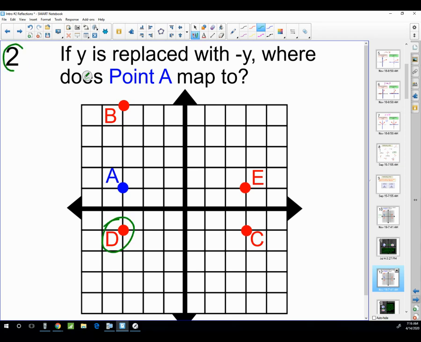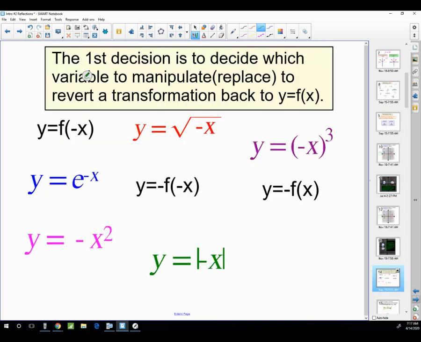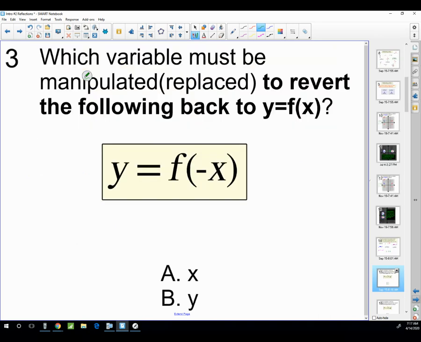Keep in mind at Socrative, if I refer to problem number 2 or problem number 1 that we just did, that's what I mean. I'm talking about that. All right, so if we replace y with negative y, so this would be, again, negative 3, 1, and we replace that with negative 1, then we would map to D. You may want to pause the video and read that. Okay, so we got to decide when we have a function or a negative in a function, well, what do I revert or what do I replace to revert it back to the parent function? That's all that means right there.